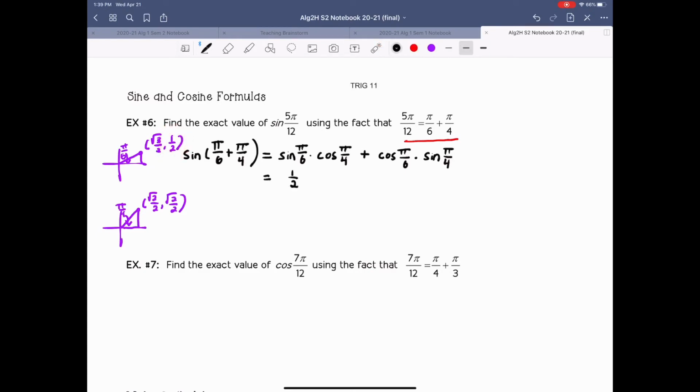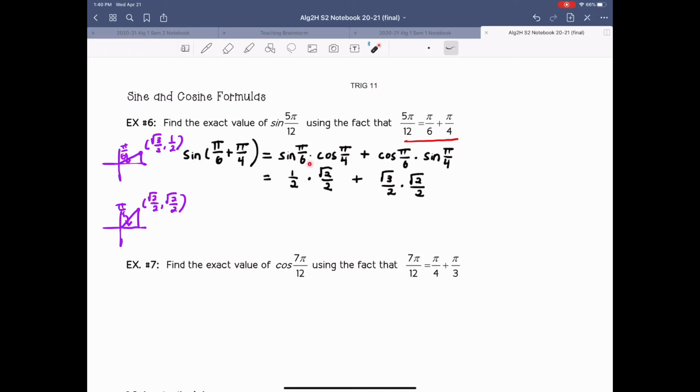So I'm going to say 1 over 2 multiplied by the cosine of pi over 4, which we know is root 2 over 2. Then I'm going to add this to the cosine of pi over 6, which is root 3 over 2, the x value of that point of intersection. And then we're going to multiply that by the sine of pi over 4, which again is root 2 over 2. So now let's go ahead and simplify by multiplying those fractions together.